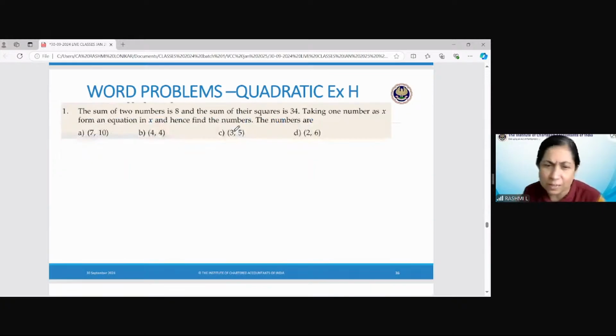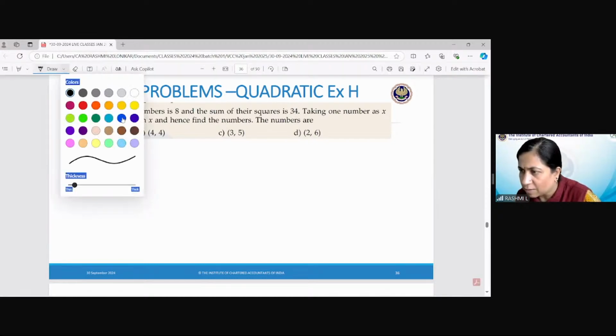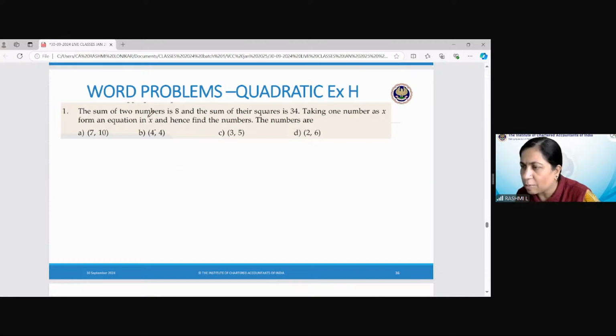Now quickly, let us go to the very exciting word problems. The sum of two numbers is 8, and the sum of their squares is 34. The sum of the two numbers is 8, this is condition 1, and this is condition 2.